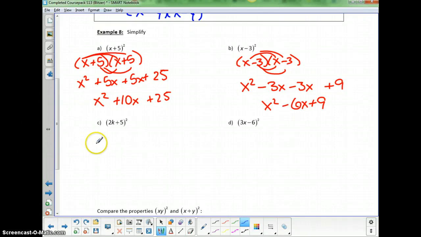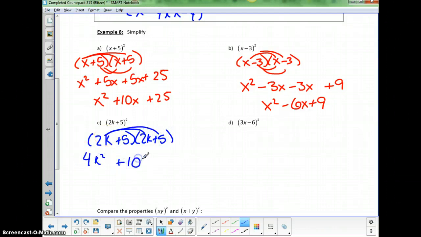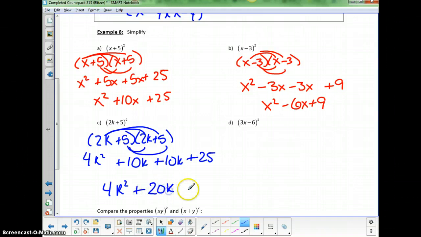If I need to take 2k plus 5 squared, I need to first write it as 2k plus 5 times 2k plus 5. 2k times 2k is 4k squared. 2k times 5 is 10k. 5 times 2k is 10k. And 5 times 5 is 25. For an answer of 4k squared plus 10 and 10 is 20k plus 25.